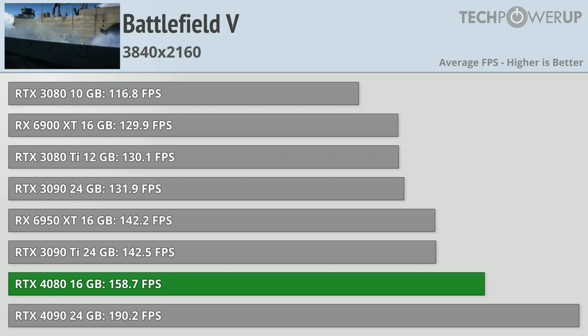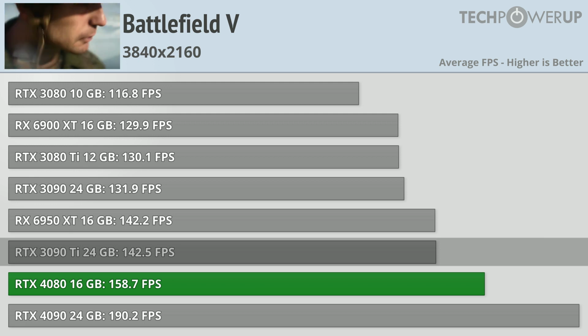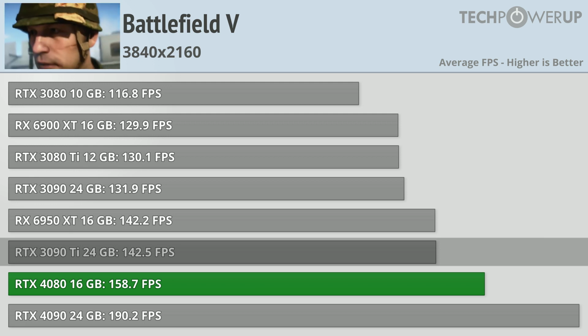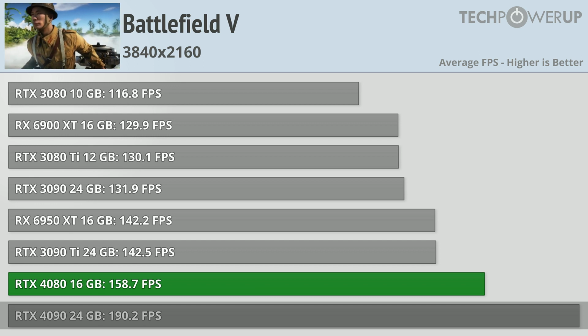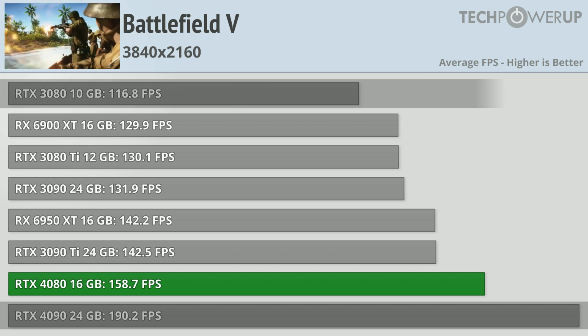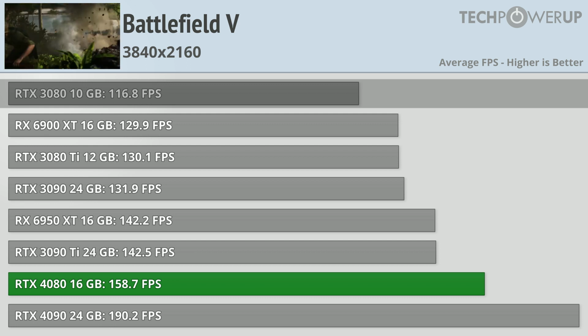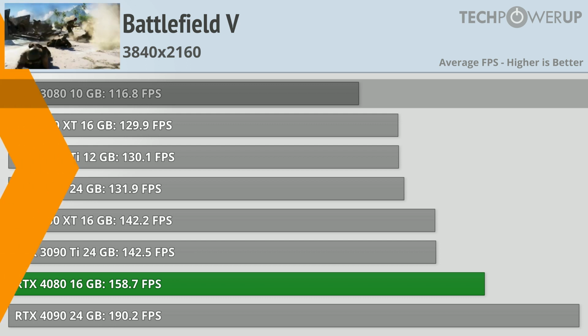Moving over into Battlefield 5, and the RTX 4080 is now a little more in line with the competition, slotting in 10% faster than the RTX 3090 Ti. This does mean the RTX 4090 was still 20% faster than the RTX 4080, and the gen-over-gen growth for the RTX 3080 to 4080 was only 36%.